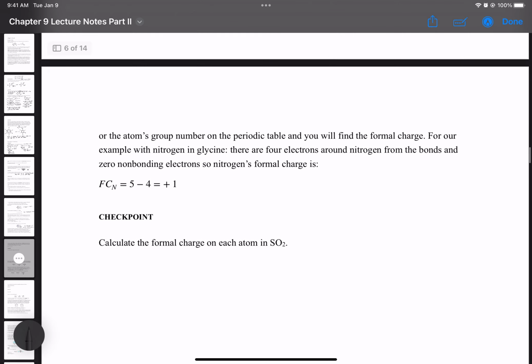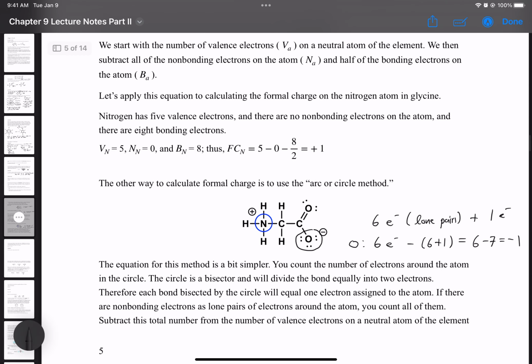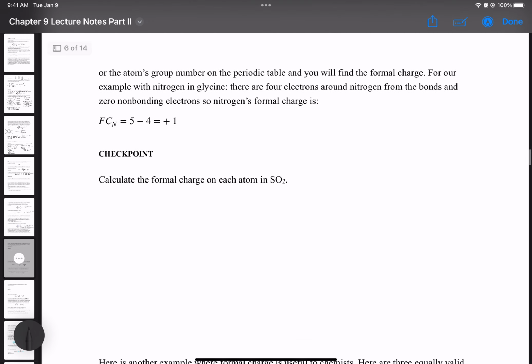Okay. All right, so now let's calculate the formal charge on each atom in SO2. So let's do some more practice here. In SO2, remember we had a double bond and a single bond to the oxygen atoms.